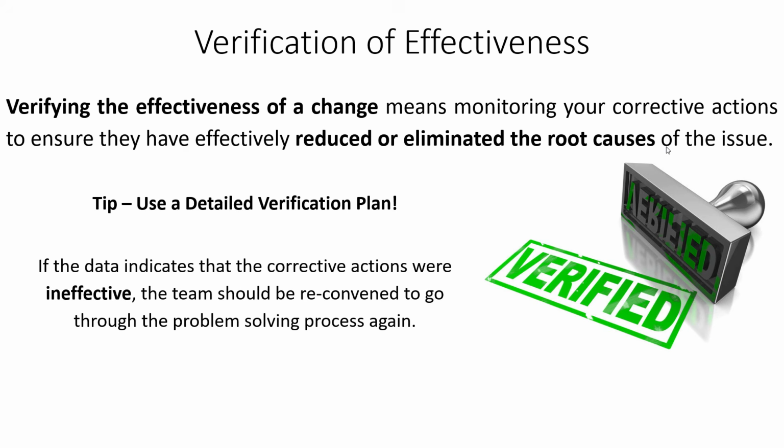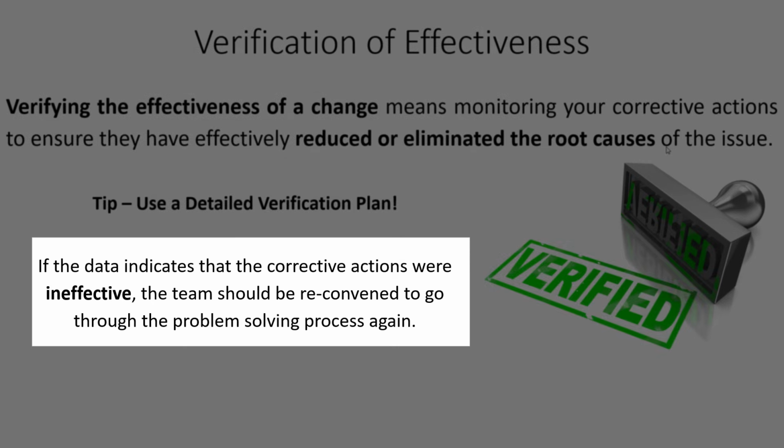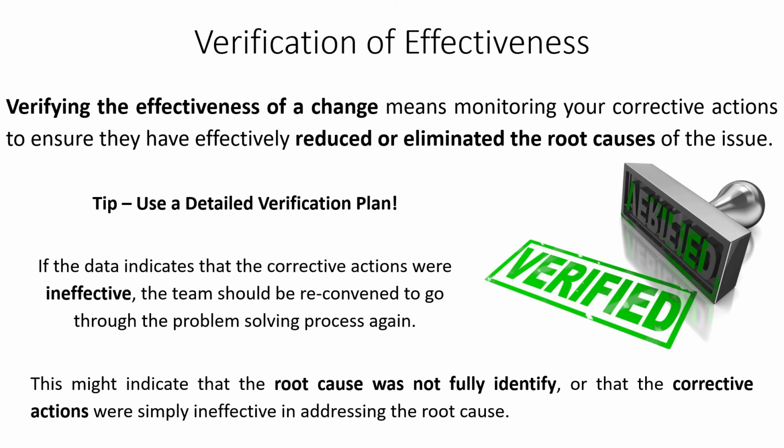By the way, this can go one of two ways. So if the data indicates that the corrective actions were effective, well then celebrate, right? You just did your job and you did a great job. If the data indicates that the corrective actions were ineffective, it's time to bring that team together to go through the process again. So generally one of two things happened, right? Either you didn't identify the true root cause, or the corrective actions that you picked were simply ineffective in addressing the root cause. So if you fail your effectiveness check, go back and look at both the root cause that you came to and the corrective actions that you chose to determine whether it's, hey, we missed the root cause, or did we pick the wrong corrective actions.